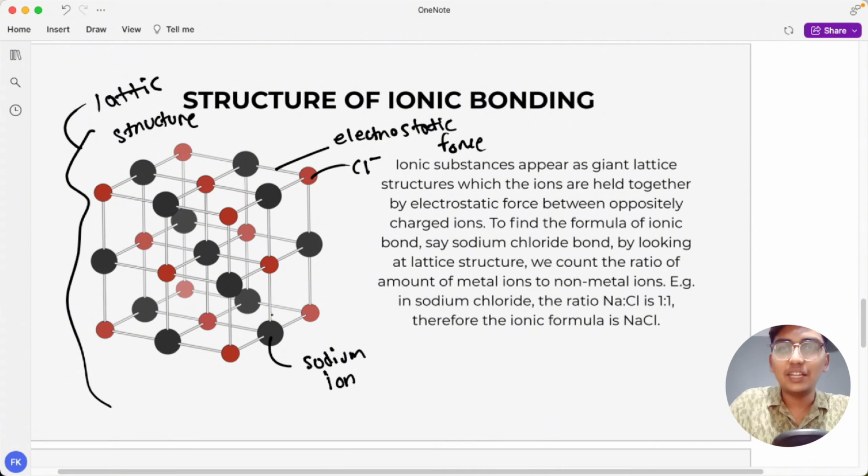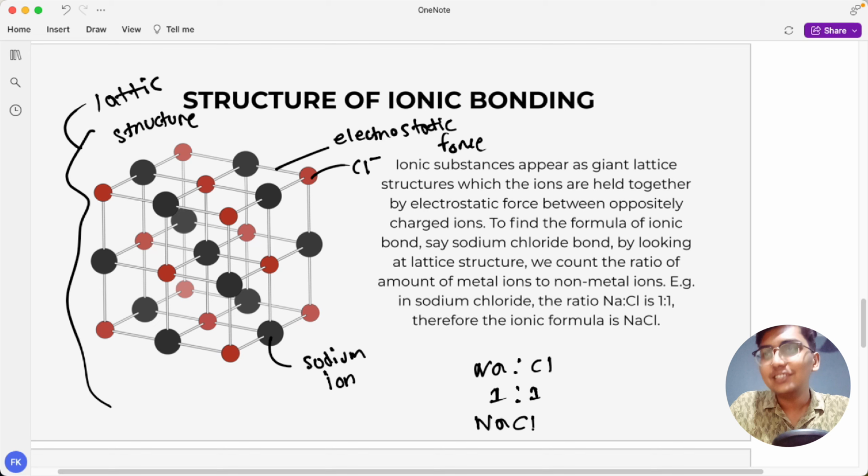So if you find the ratio of sodium to chlorine, you will see that they are 1:1. You can deduce the chemical formula of it, which is NaCl. For one sodium ion, there is one chloride ion. As you can see, the ratio of sodium to chloride ion is 1:1, so the ionic formula is NaCl.